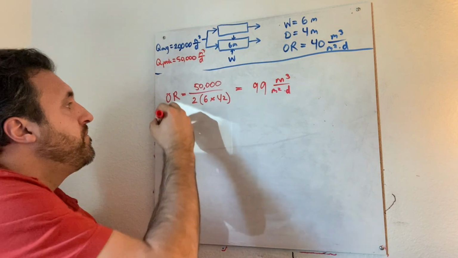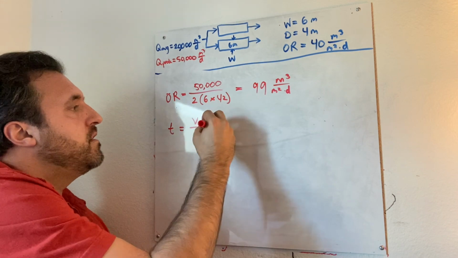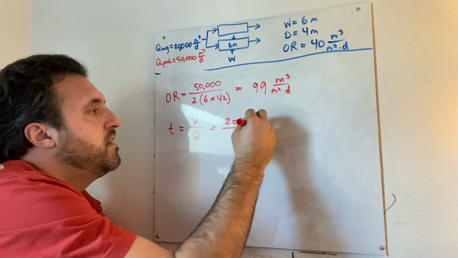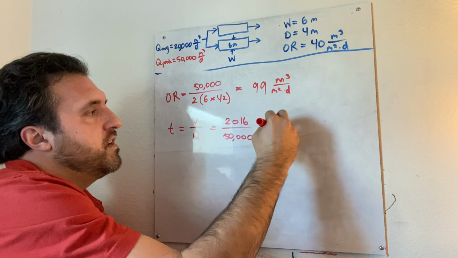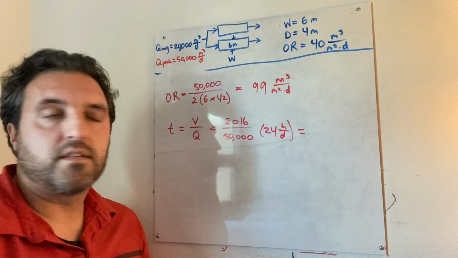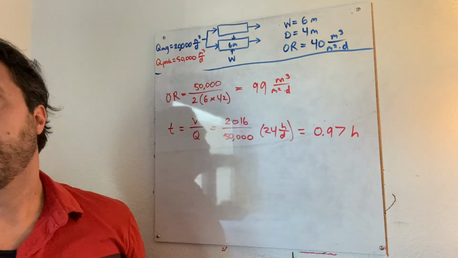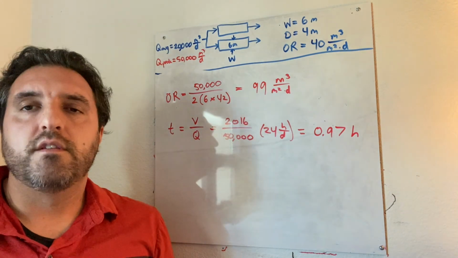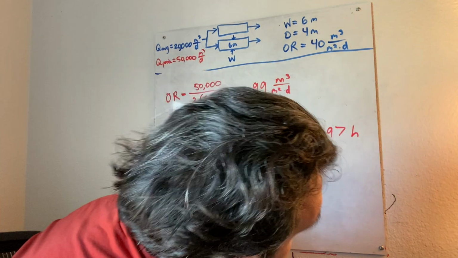Detention time is equal to volume divided by the flow rate. So under peak flow conditions, we've got 2016 divided by 50,000. Again, we'll convert it to 24 hours per day. It's going to give us a time of 0.97 hours. All right, and we would compare those then to our design guidelines to make sure they're within an acceptable range.